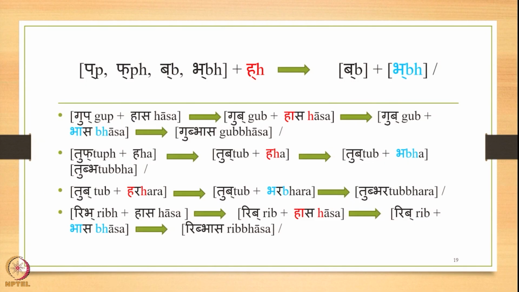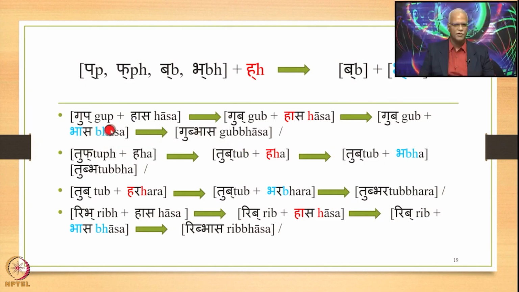Here are the examples. First we have gup plus hasa. Pa is substituted by ba first by the application of the sutra Jhalam Jashonte. So we have gub plus hasa. Now this ha will be substituted by the purva savarna of ba, which in this case is bha. So the output generated by the application of the sutra Jhayo Ho Nyatarasyam would be gub bhasa. This is optional, so optionally we will also have gub hasa.